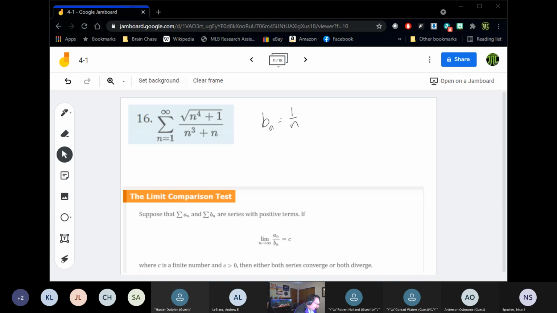So when I'm looking at this problem here, I'm taking my original function. I have my limit as n goes to infinity of the square root of n to the 4th plus 1 over n to the 3rd plus 3n, and I'm dividing that whole thing by 1 over n. So I've got to pick something that's going to help me simplify this down. And the nice thing about this one is what it does.